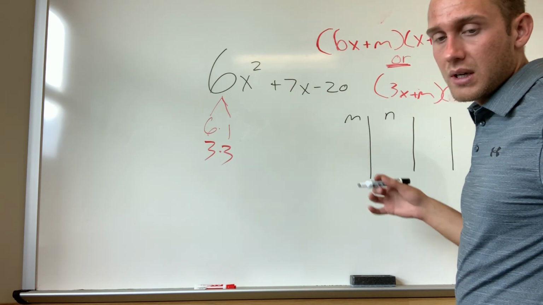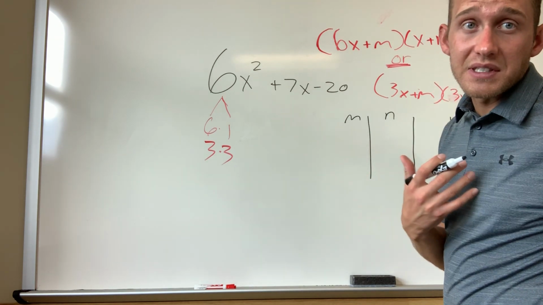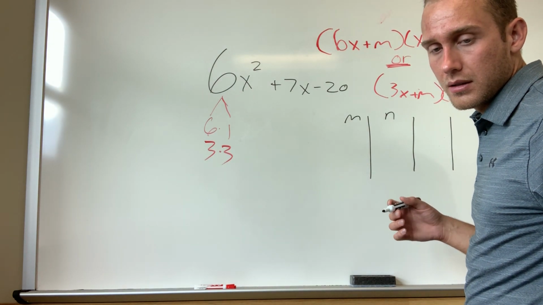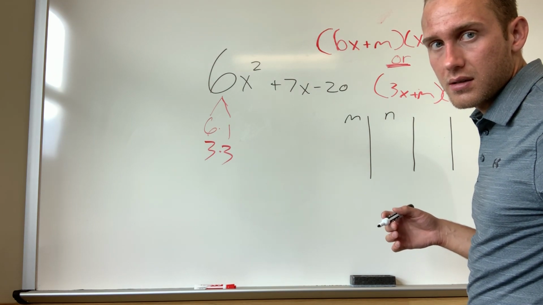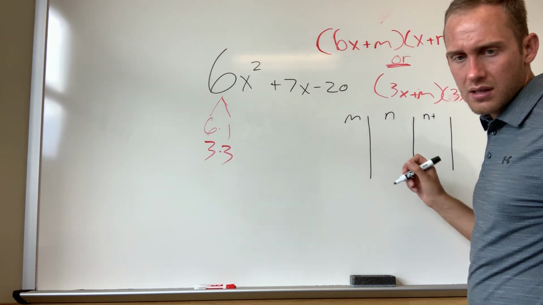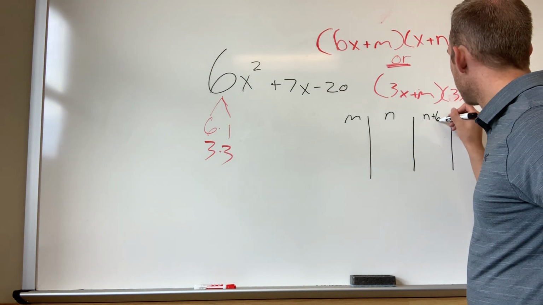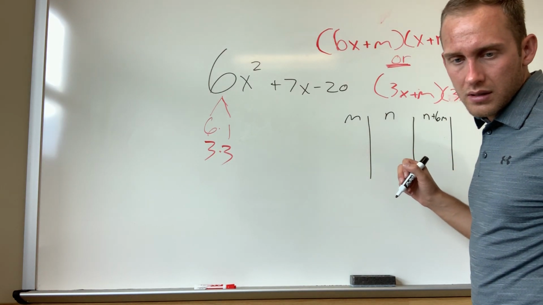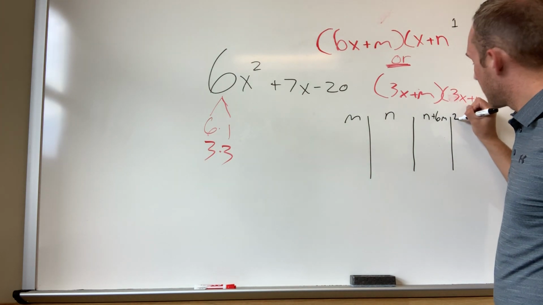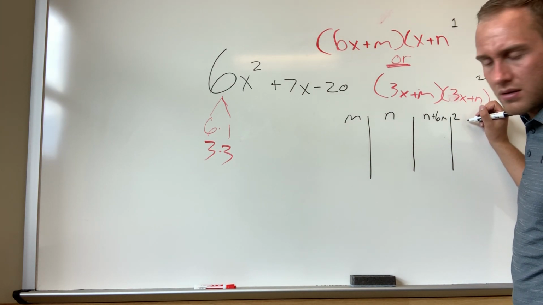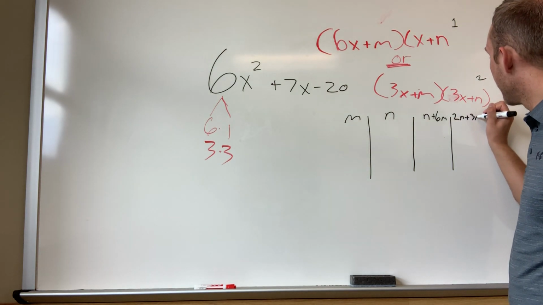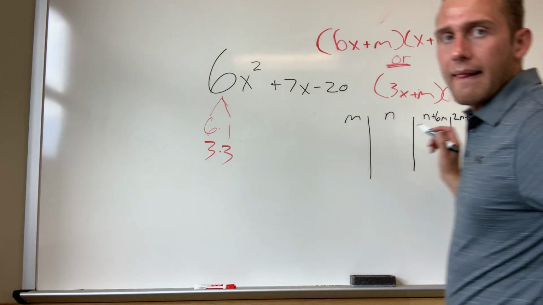Sorry, I'm just trying to think of how I'm trying to teach myself and do it at the same time. Okay. Which is n plus 6m, and that's case 1, and then case 2 is 2n plus 3m. Okay.